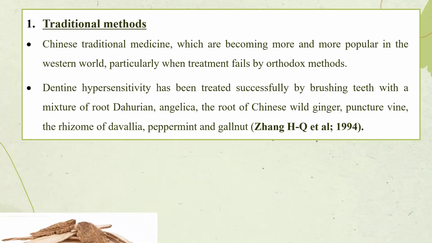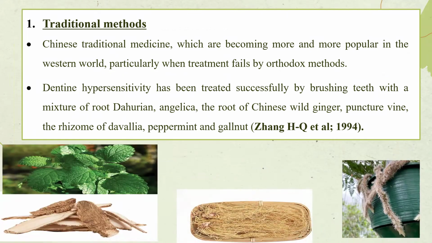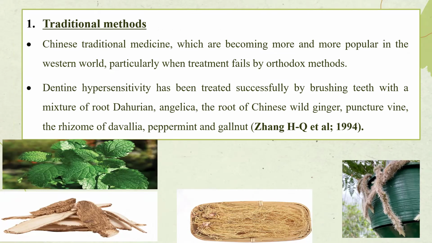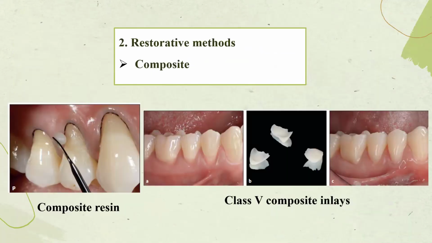Traditional methods: Chinese traditional medicines are becoming more and more popular in the Western world, particularly when treatment fails by orthodox methods. It has been treated successfully by brushing the teeth with a mixture of root of Dahurian angelica, the root of Chinese wild ginger, puncture vine, peppermint, and gallnut.